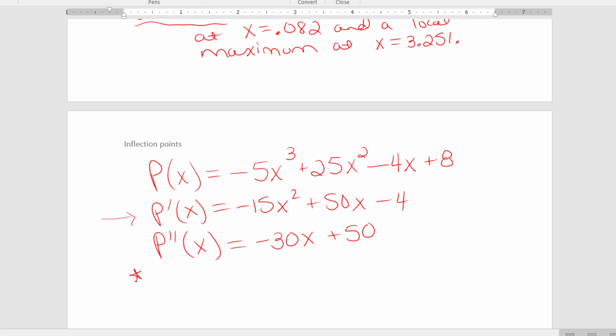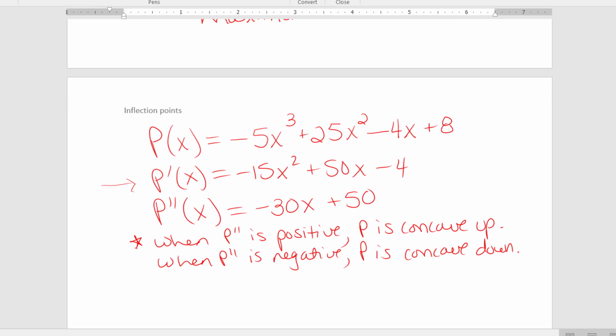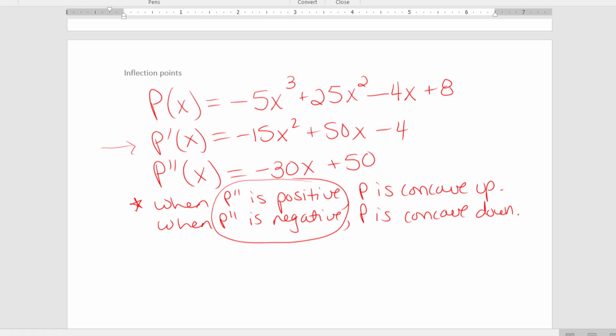Let me just make a note here about what I know. When p double prime is positive, p is concave up. When p double prime is negative, p is concave down. So if we can find the point where that change occurs, where p double prime changes from negative to positive or changes from positive to negative, that will tell us when p changes concavity. That will tell us the inflection point.